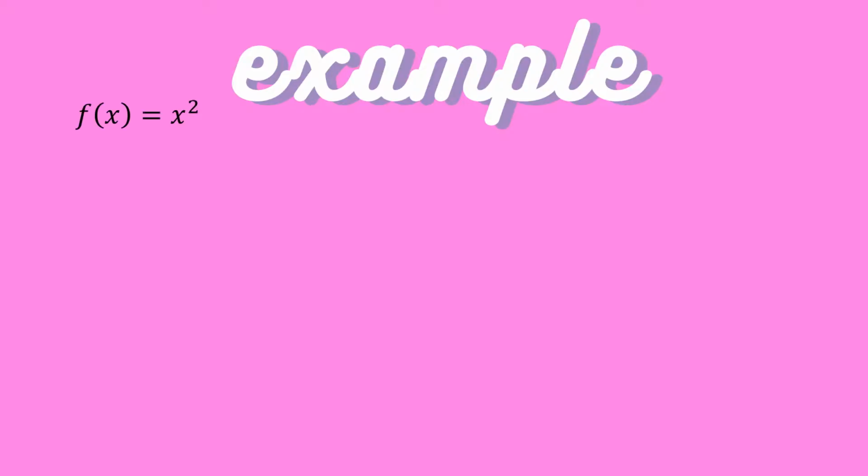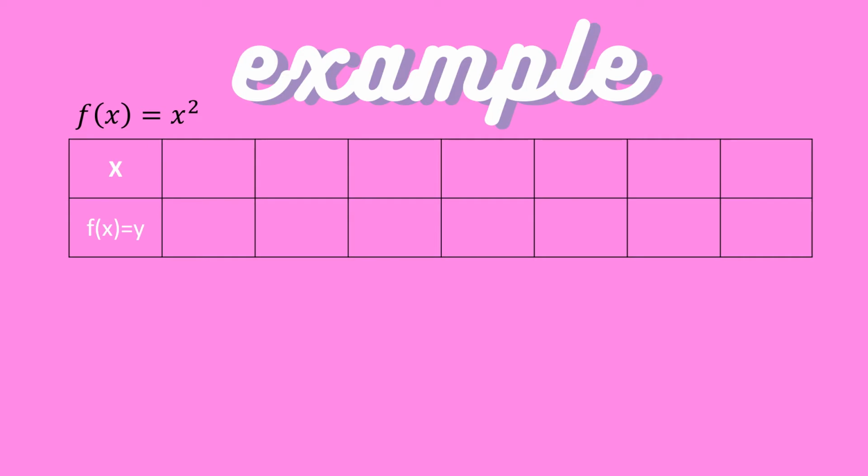For example, you have here f of x is equal to x squared and a table. In this table, we are given the values of x. So we have -3, -2, -1, 0, 1, 2, and 3. So we have here the different values of y. For the first one, you have 9.